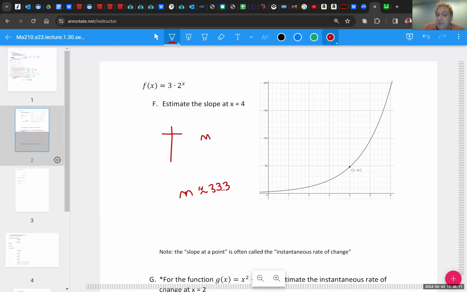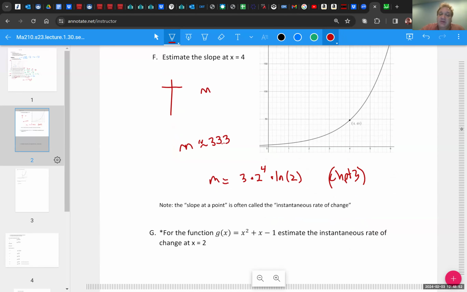Now, with some calculus that you're going to be learning starting in chapter 3, we're going to figure out that the slope is actually equal to 3 times 2 to the fourth power times the natural log of 2. And you're wondering, where does that come from? How did you know this? Again, this is from chapter 3, and we are in chapter 2, my friends. So I'm not going to do chapter 3 material right now, but we can calculate these things very precisely using our formulas. So that's a little foreshadowing for the future. The slope at a point is called the instantaneous rate of change, as I mentioned before.